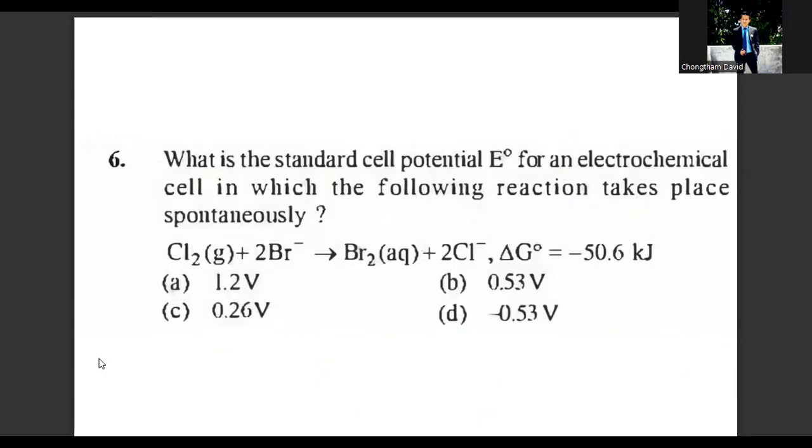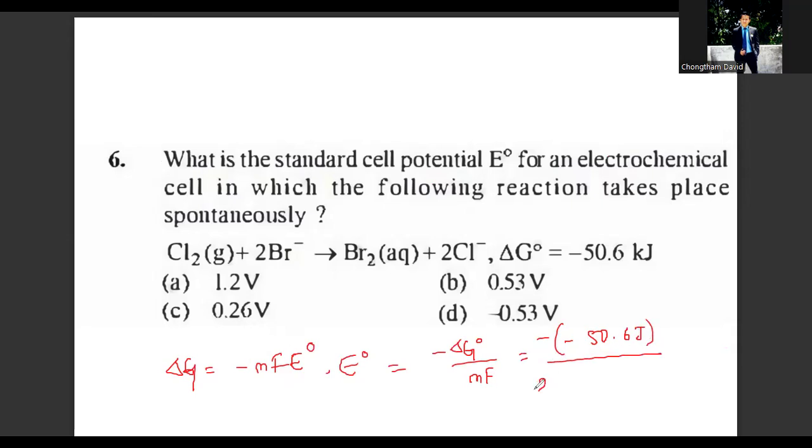Moving on to the next question, question number 6. What is the standard cell potential E0 for an electrochemical cell in which the following reaction takes place spontaneously? I have already explained before, the condition for spontaneity is that delta G should be a negative quantity, minus nFE. That means it proceeds in the forward direction. So the standard cell potential has to be a positive quantity, right? So E naught equals delta G naught by nF. Substitute the values, it becomes minus of 50.6 joule divided by 2, which is the number of electrons involved in the reaction.